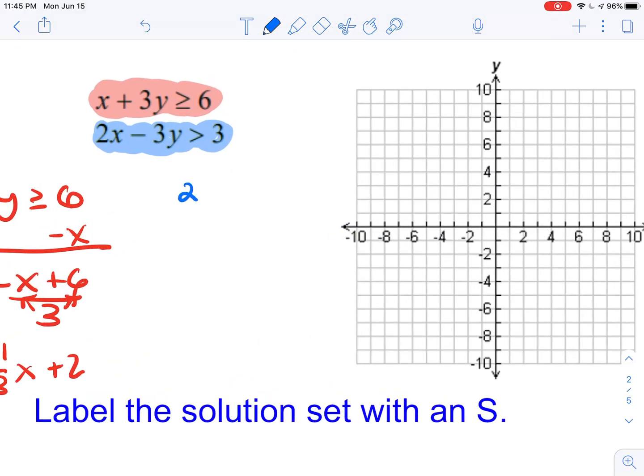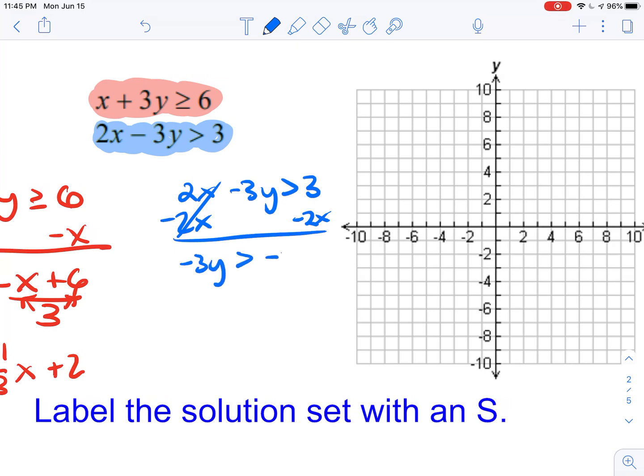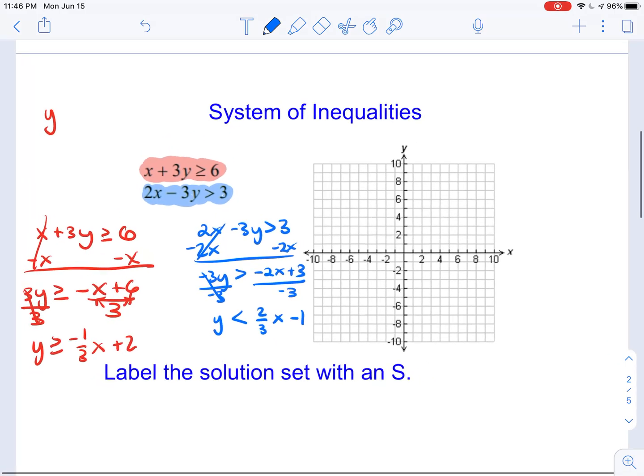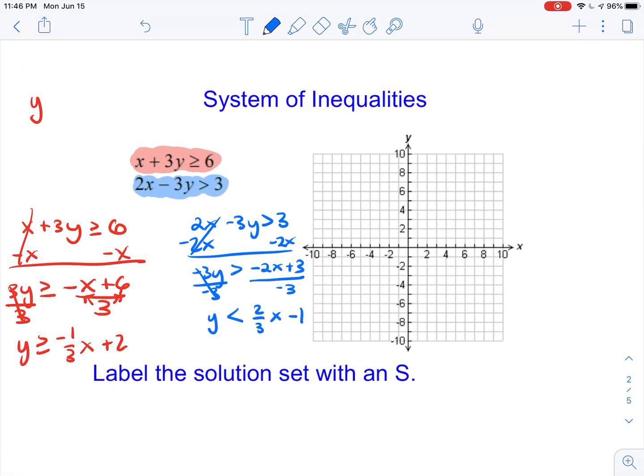Okay, so for the blue inequality, it would be 2x minus 3y greater than 3. Subtract 2x from both sides: minus 3y greater than minus 2x plus 3. Now, when I divide by this negative 3, we cannot forget that dividing by a negative value flips my inequality symbol. So that greater than symbol becomes a less than symbol. That's going to be key in identifying your solutions. Okay, if you forget to do that, the whole thing will not be correct.